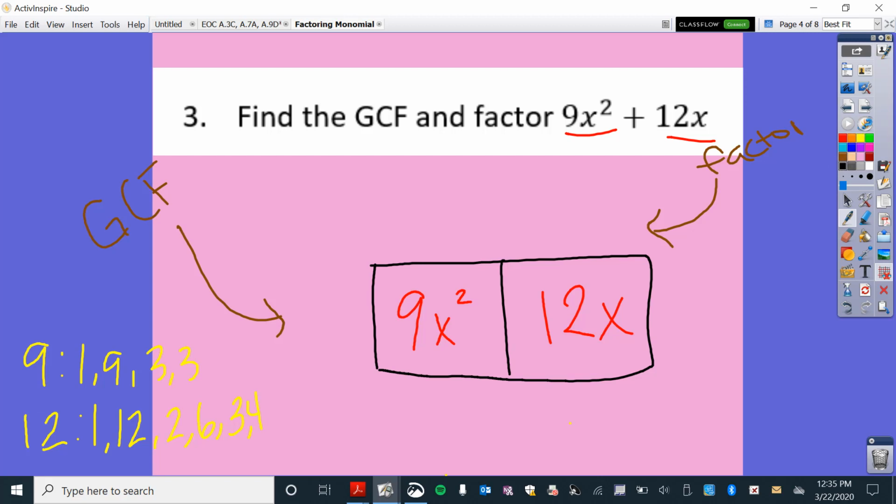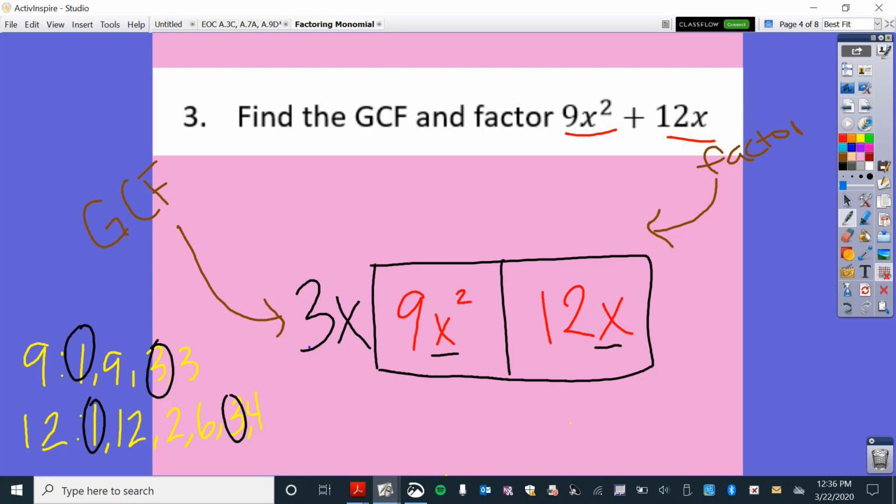So when we circle them, we see that they have 1 in common, they have 3 in common. So your highest number is going to be your 3. And then your lowest exponent between your x's is just an x. So now we're going to fill out the top.